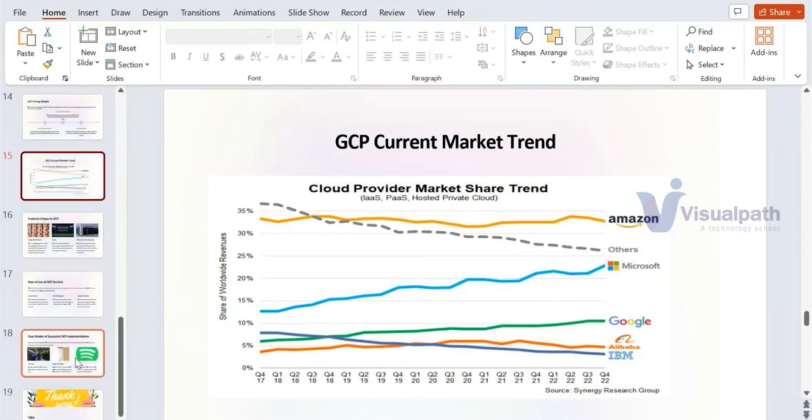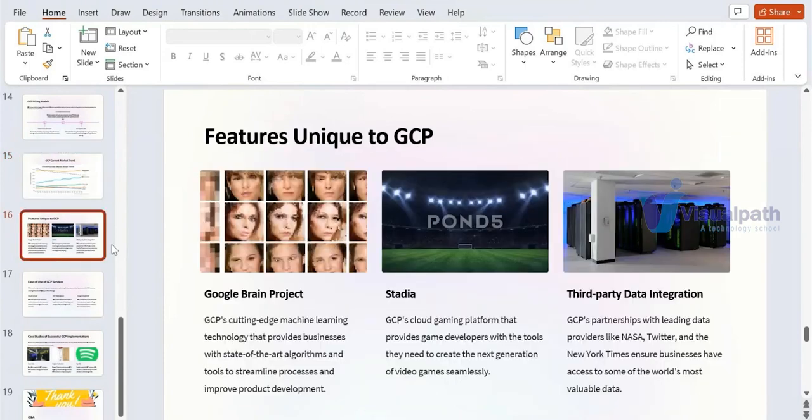Right. I can also share with you a few case studies that GCP is presently working on. There's an AI project known as the Google Brain project, which works on image recognition. There is the video game service known as Stadia, which is utilizing GCP. Other very renowned organizations like NASA, Twitter, and the New York Times are storing their entire data on GCP cloud storage buckets, right?